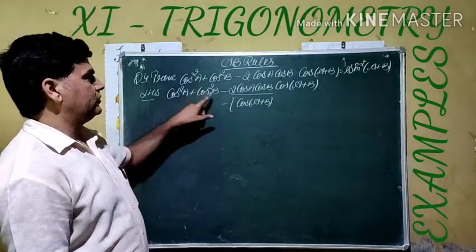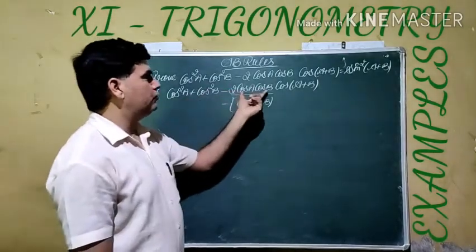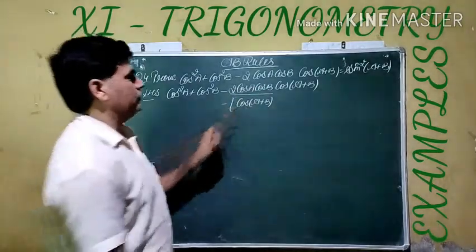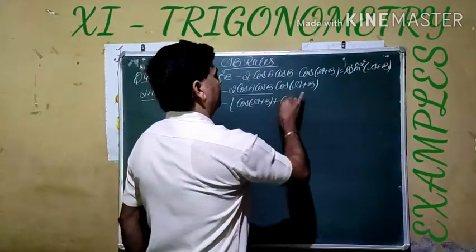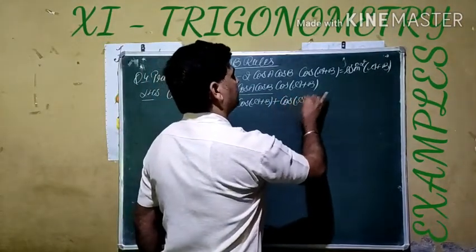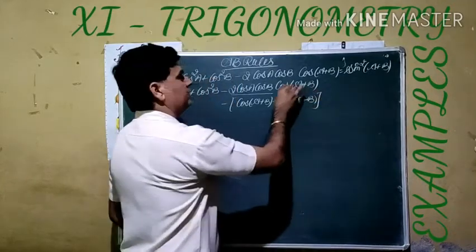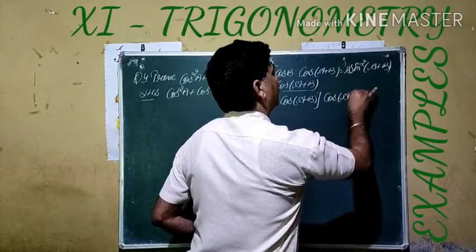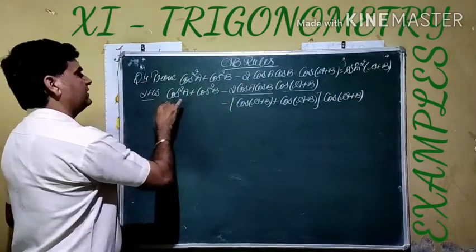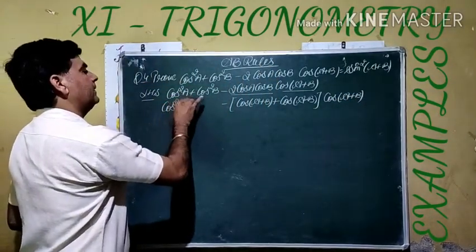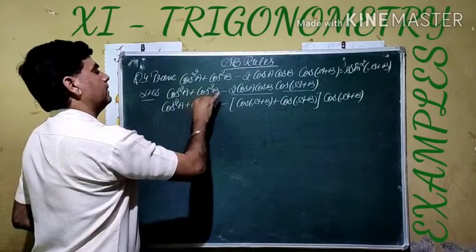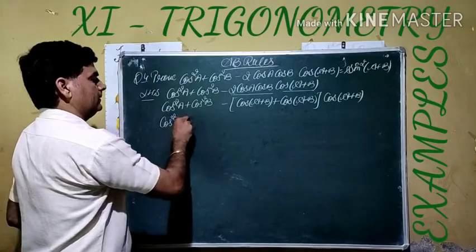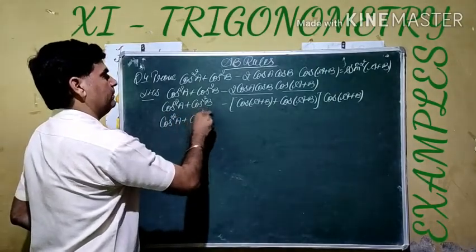cos²A as it is, cos²B as it is. Here we have 2 cos A cos B, and using the identity, 2 cos A cos B is given by cos(A + B) plus cos(A − B). This term remains the same, cos(A + B) outside, and these two terms remain the same, cos²A plus cos²B. The first term remains the same, cos²A, and the second term remains the same, cos²B.